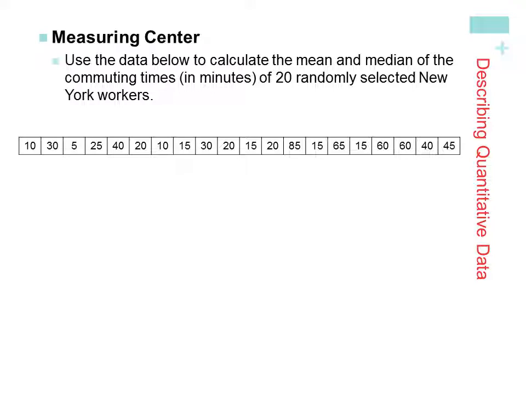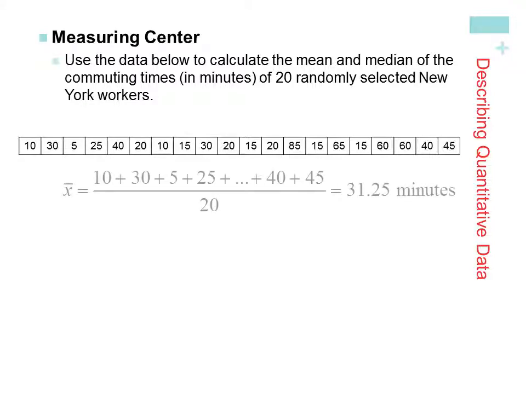So let's just take a look at the data below to calculate the mean and median of commuting times in minutes of 20 randomly selected New York workers. Now before you do this, think about, what symbol am I going to use? Am I going to use X bar, or am I going to use mu? Well, since it's only 20 randomly selected New York workers, I'm going to guess that's not the population of New York City workers. That's just going to be your sample. So remember, when you're doing the mean, to write it as X bar.